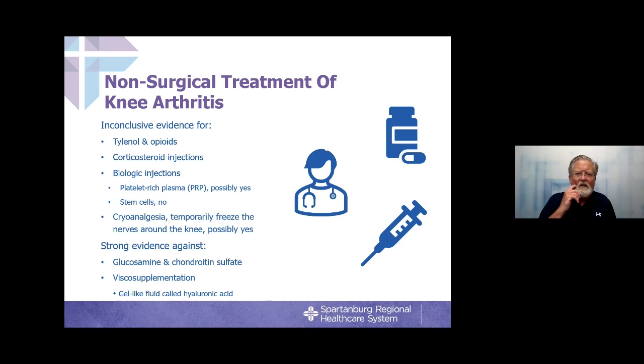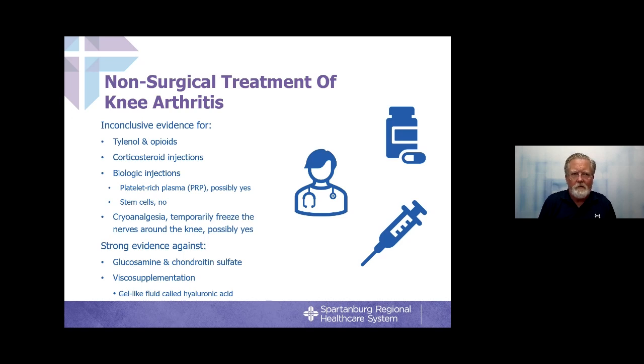Now, stem cells. All you have to do is open up the newspaper, turn on the TV, or open up a magazine. Lots of misinformation and disinformation about stem cells. The commercial use of stem cells has skyrocketed. The numbers are just phenomenal. Unfortunately, they don't really work. We don't really have good evidence that shows that stem cells, in the way that they're currently being delivered, are of any use for knee arthritis.